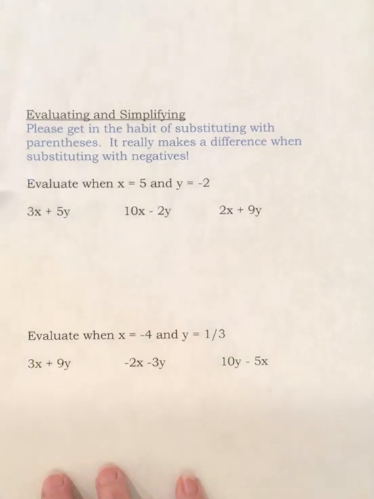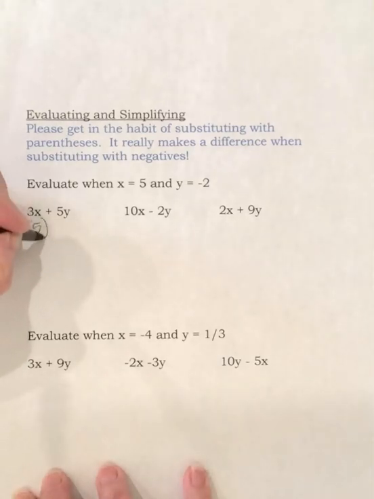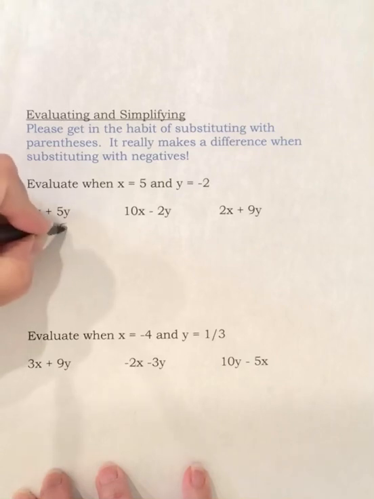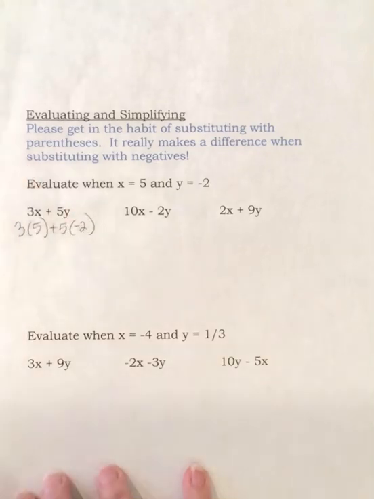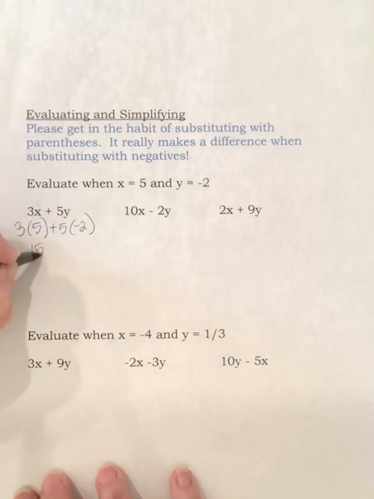So for these problems, we're evaluating when x equals 5 and y equals -2. So the first step is just to substitute in, again, on its own line. So I'm substituting in 5 for x and then -2 for y with parentheses. Now I still have to follow all of the orders of operations, so I have multiplication here and here. So I have to do that before the addition. So 3 times 5 is 15.